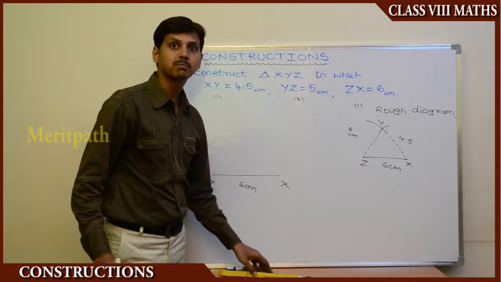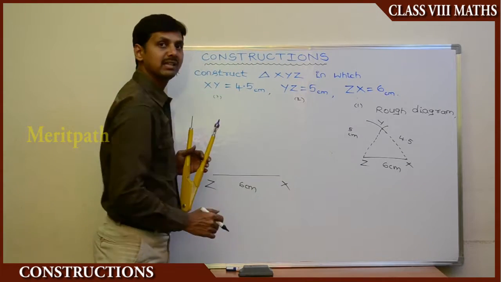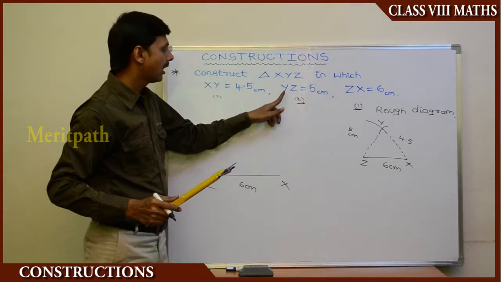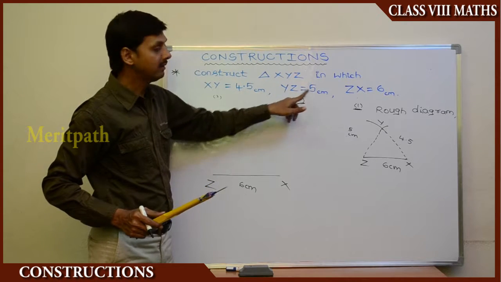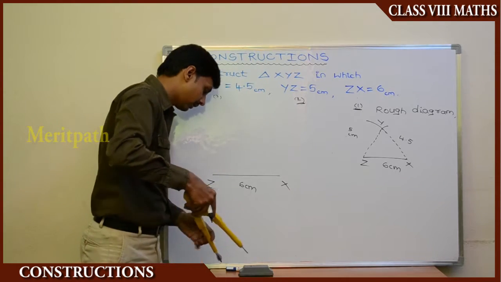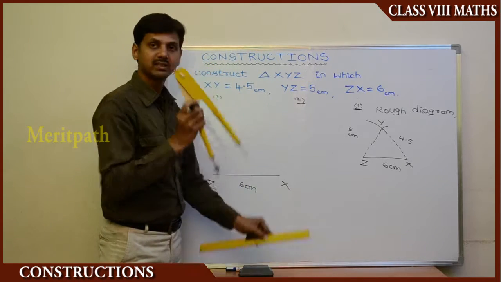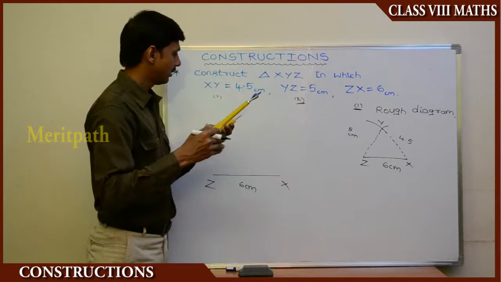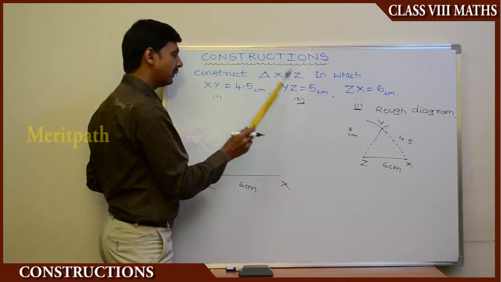So now let's take the compass with the 5 centimeters radius, because ZX we have completed, the first one. The second one is 5 centimeters radius. Using Z, we need to construct Y. To Y, 5 centimeters we need to take. So let's take 5 centimeters radius on the compass. Using the ruler, let's measure. So this is the 5 centimeters radius. Using Z, we'll make Y.